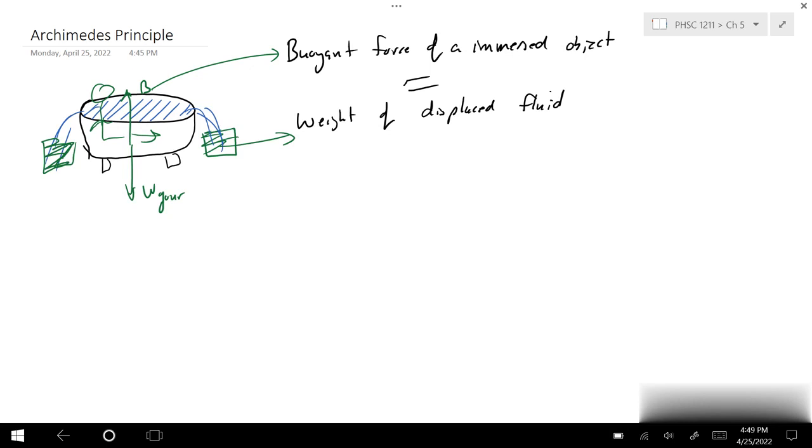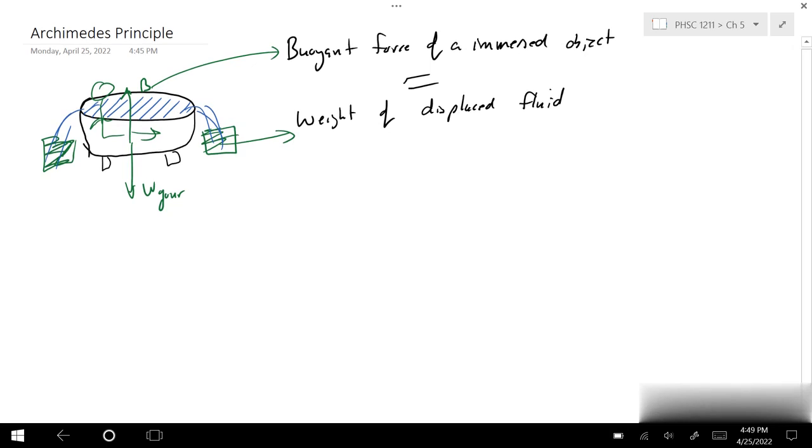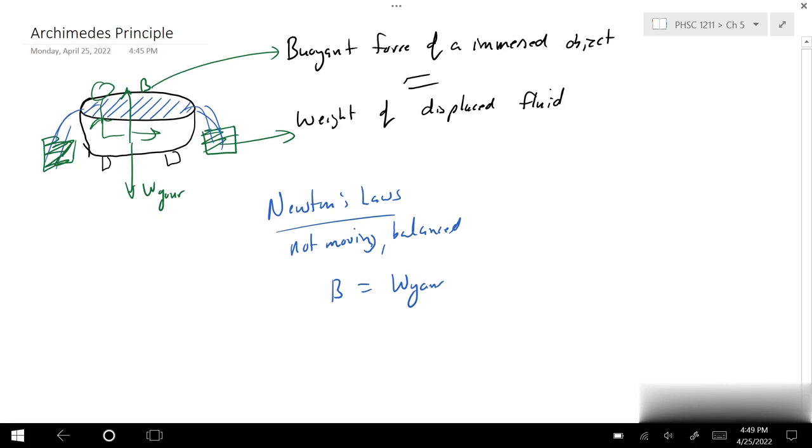Well, there's another way to look at buoyant force, and that is using Newton's laws. So we know that we're not moving, so we're balanced in the tub. That means our B force going up is equal to your weight going down. So remember we did our free body diagram. You have B going up, you have your weight going down. So we know that both of those are equal to each other.